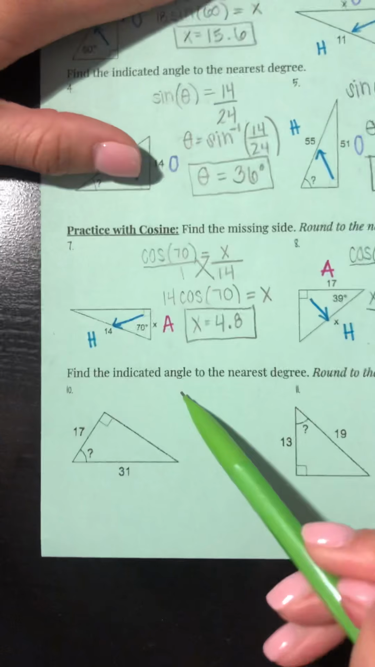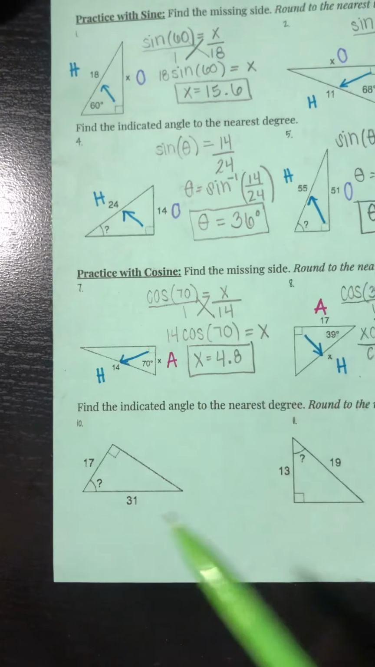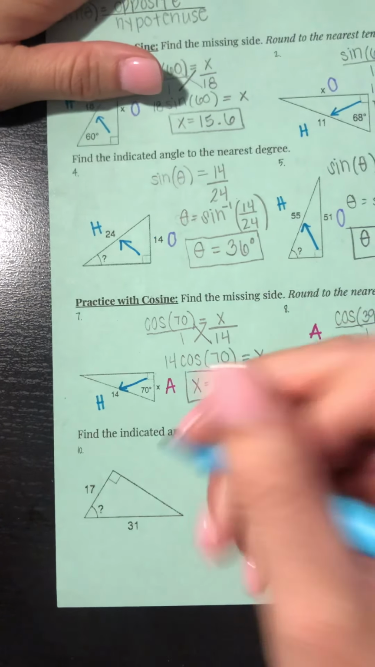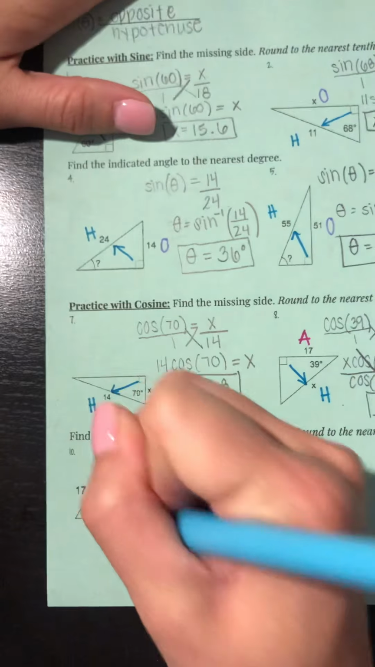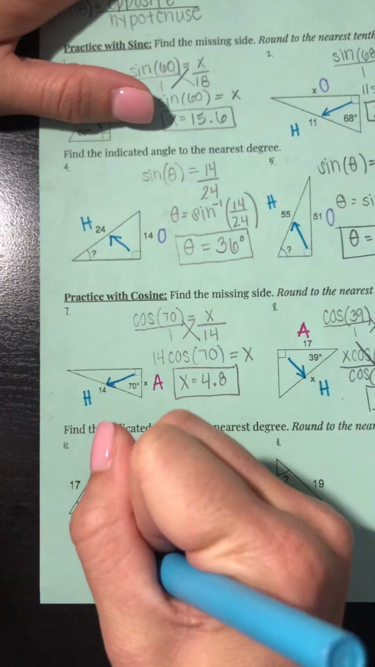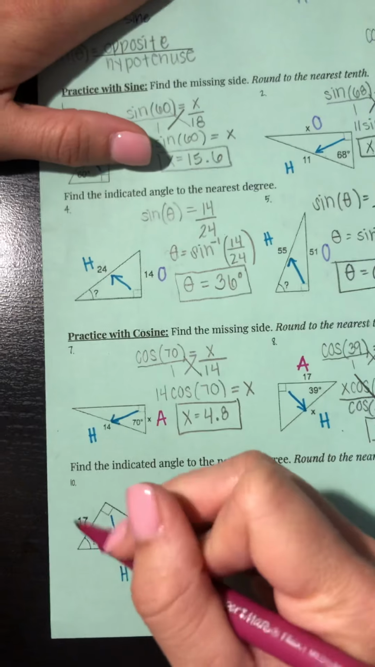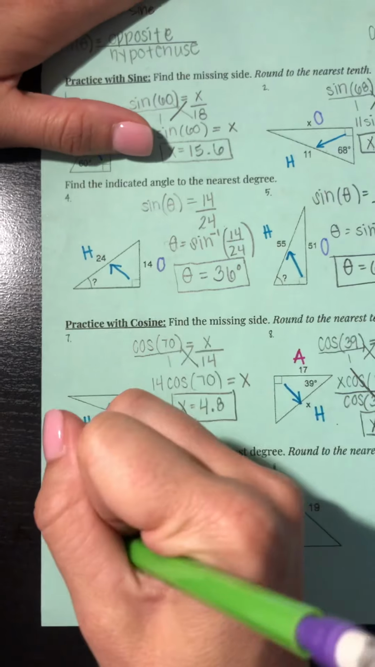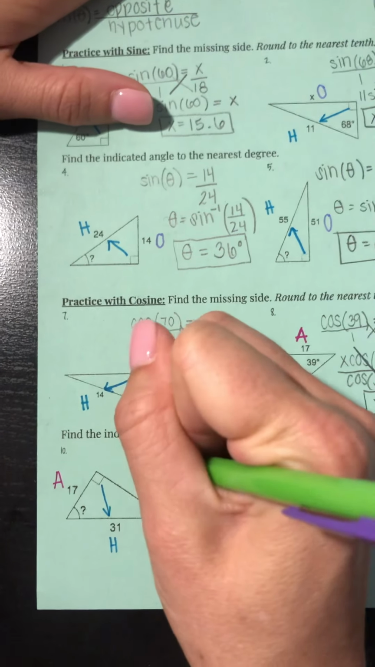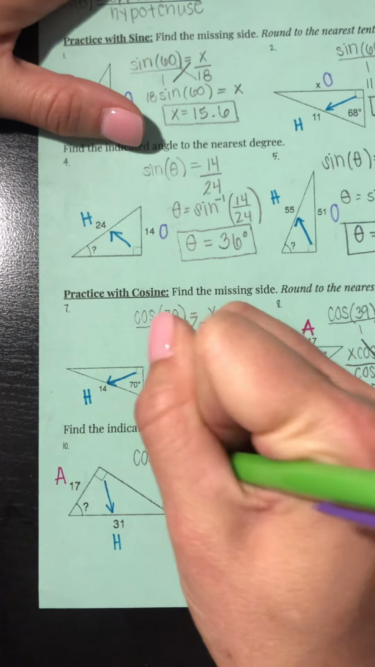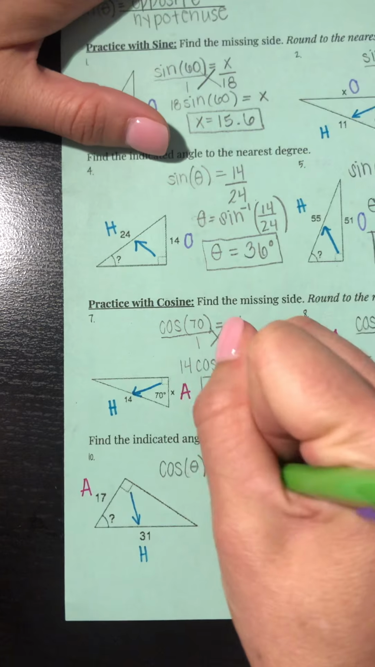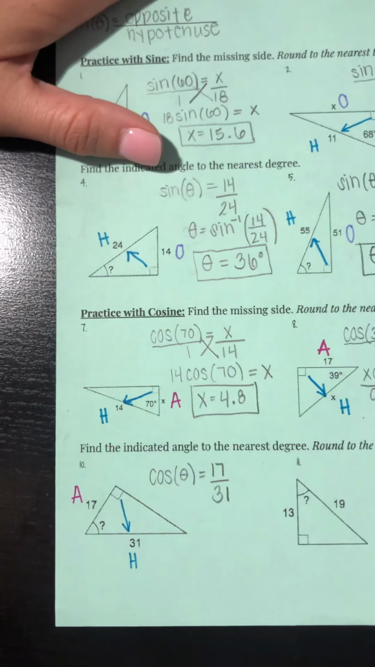So then now going to finding the angle. It's the same thing as sine and tangent, except now you're just using cosine. So across from the right angle, that's your hypotenuse. And right next to theta, that's your adjacent. So we don't know what theta is, that's what we're trying to find. So cosine of theta is equal to adjacent over hypotenuse.